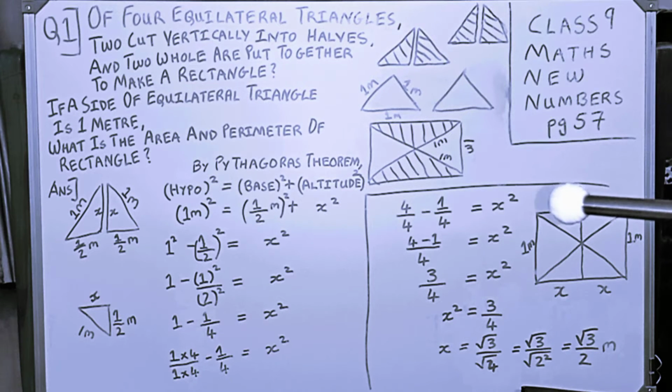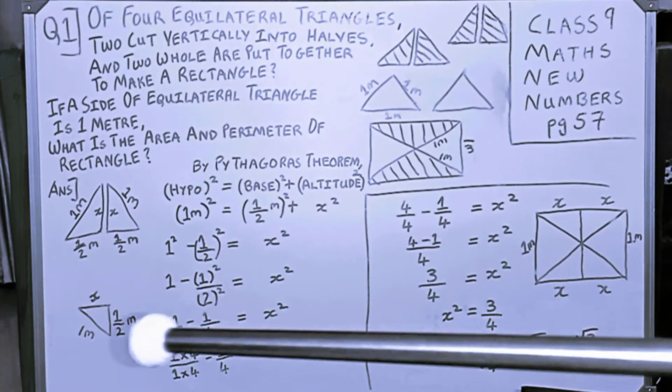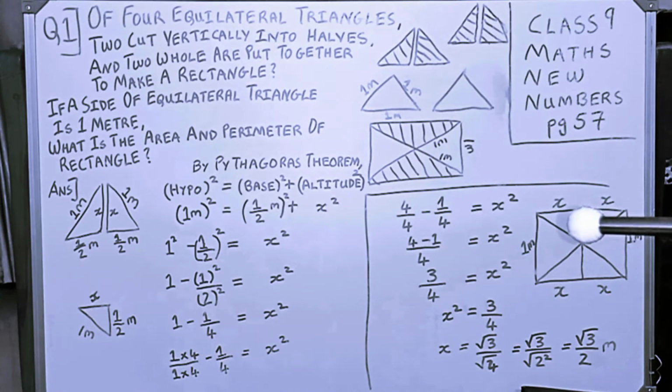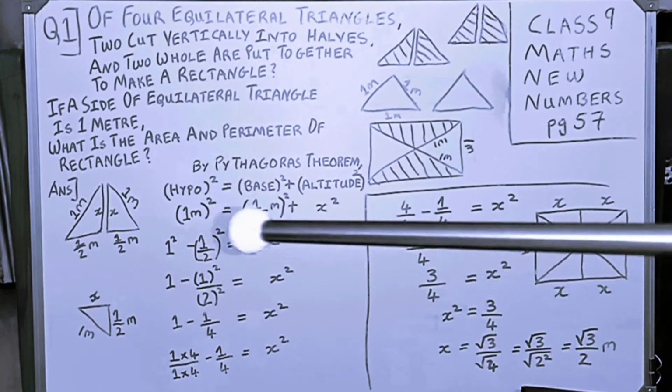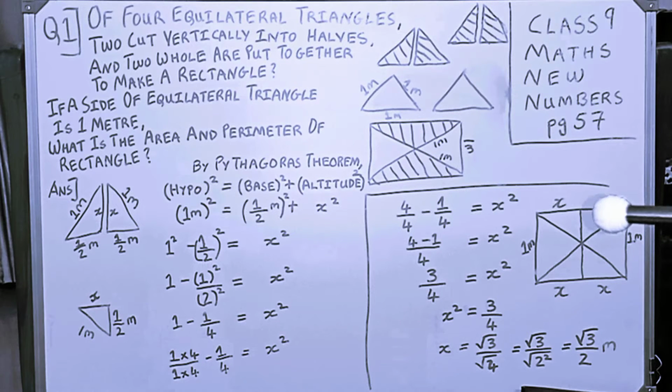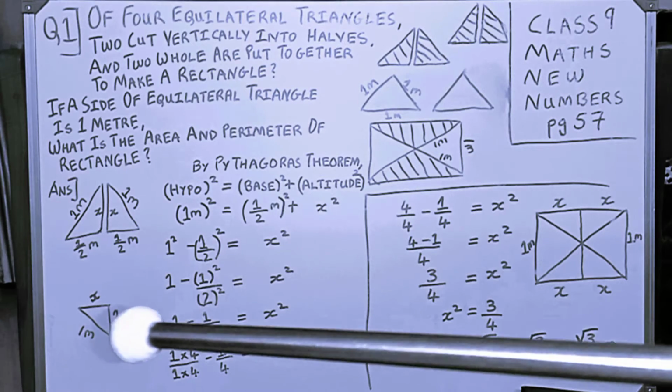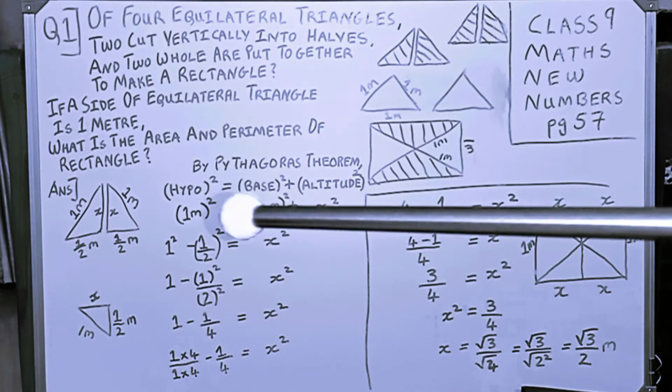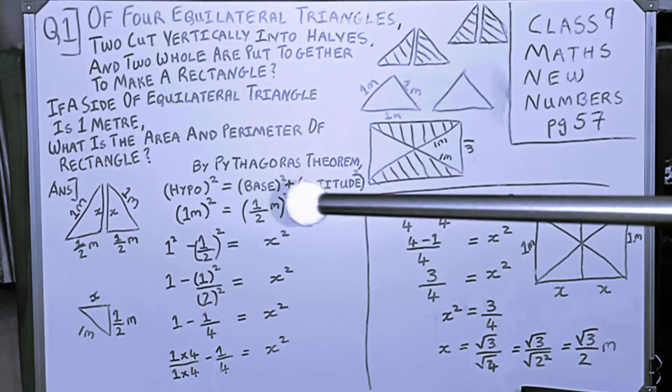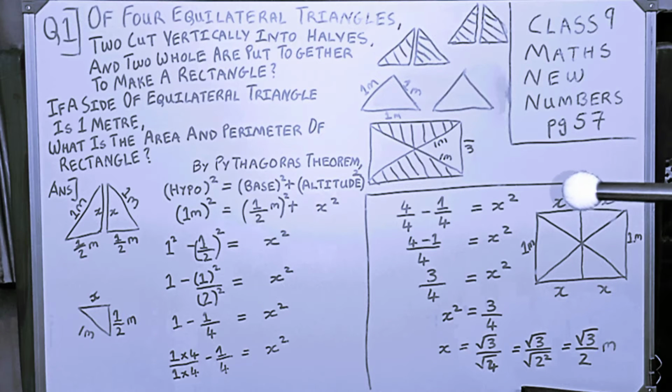So if you take this right angle triangle I have drawn over here, you can see the hypotenuse is the side opposite to 90 degrees. This is 1 meter. So we have put 1 meter square equal to base square. In a sense, this is the base of the right angle triangle. We have considered this as the base and this as the altitude.